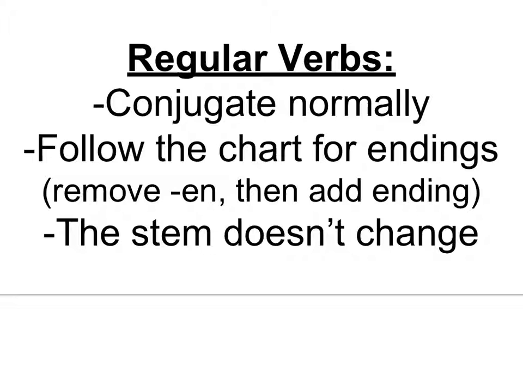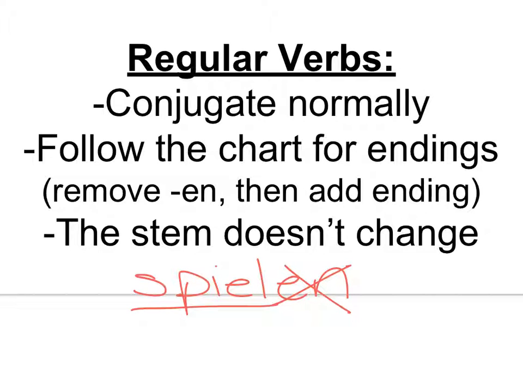If you had the verb spielen, for example, when you get rid of that en, this is the base of the word. That's what's left. So that's the stem, and nothing happens to it. The vowels don't change. They don't rearrange order. There's no weird consonant thrown in there. Does that make sense? Regular verbs are the ones that you like, because they follow the super simple pattern. You don't have to do a whole lot of thinking in order to conjugate them.